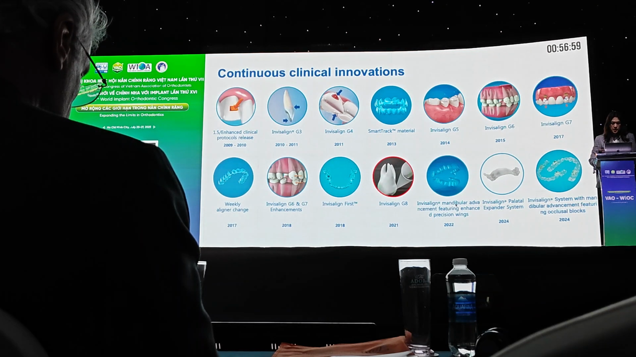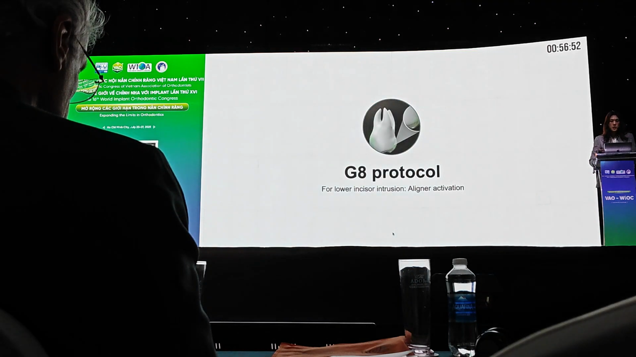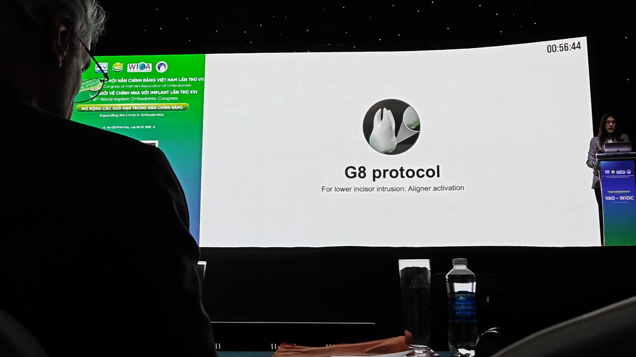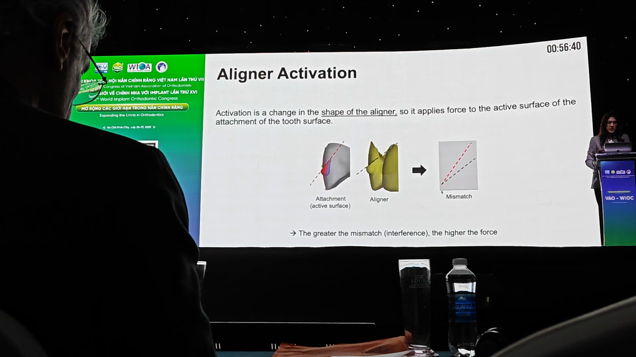I would like to discuss the G8 protocol launched in 2021. And they also came up with a special feature for lower incisor intrusion, and it's aligner activation. So I said aligner activation is the change in the shape of the aligner.